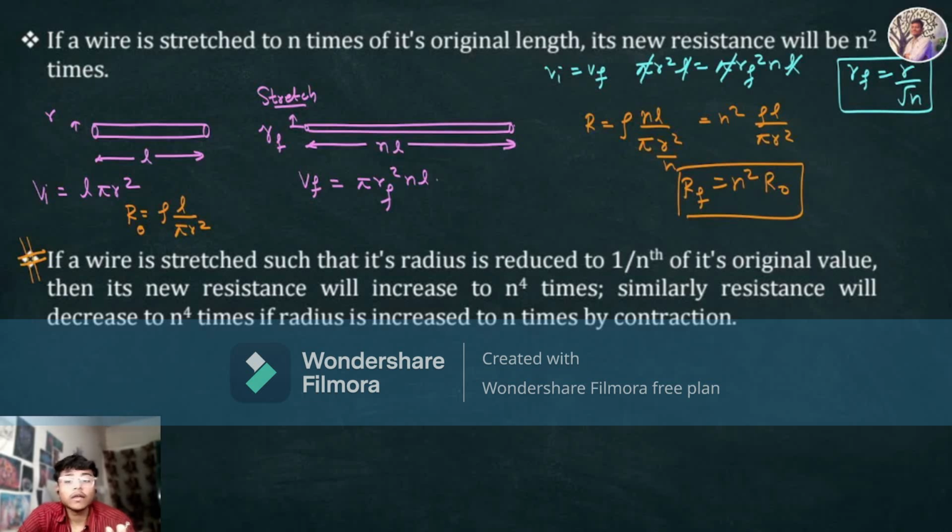How is it? Resistance depends on the length also. We all know R equals rho L upon A. So if we stretch the wire n times, the area becomes A by n, okay. So n goes into multiplication, and it will be equal to n square R.